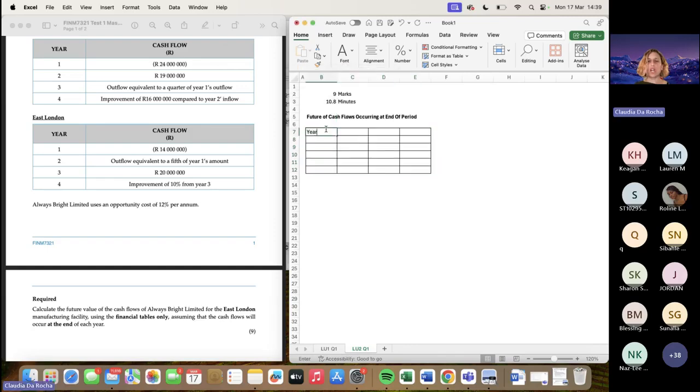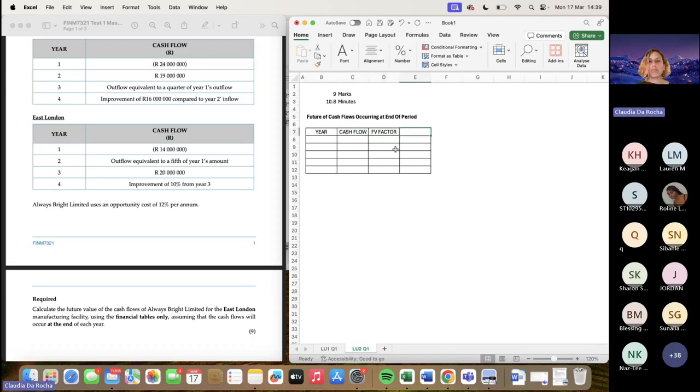Okay, first column is going to have year. Second column is going to have your cash flow. Third column is going to have your future value factor. Why? Because I am calculating the future value. If I was calculating the present value, then I would do the present value factor.